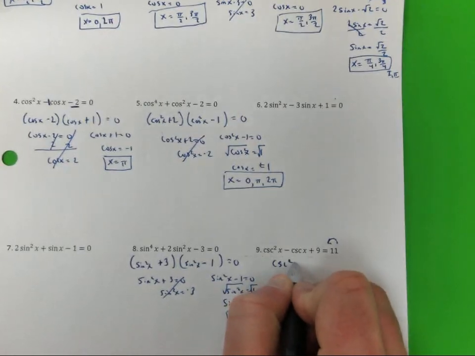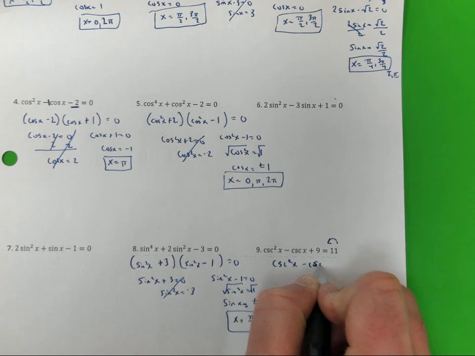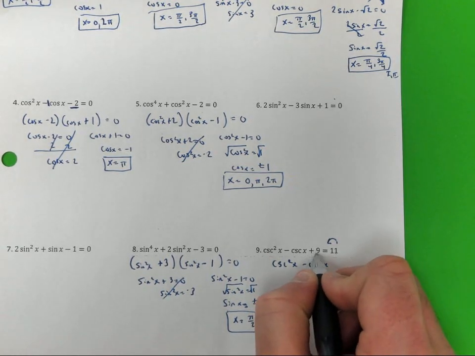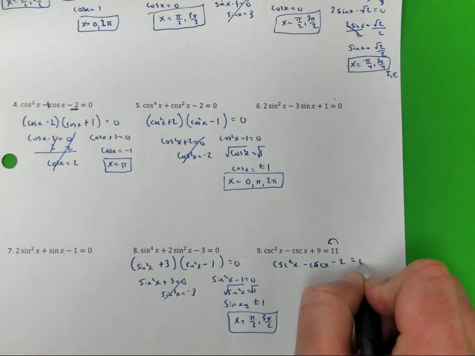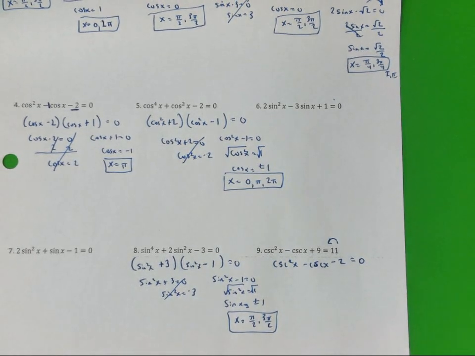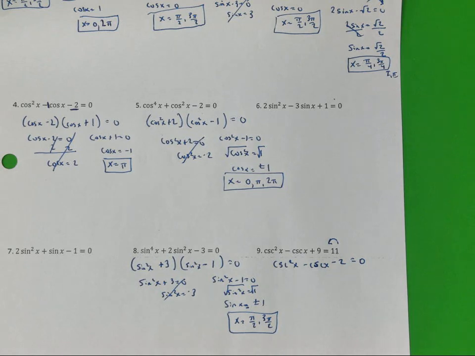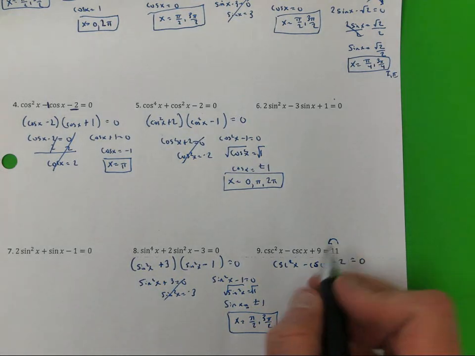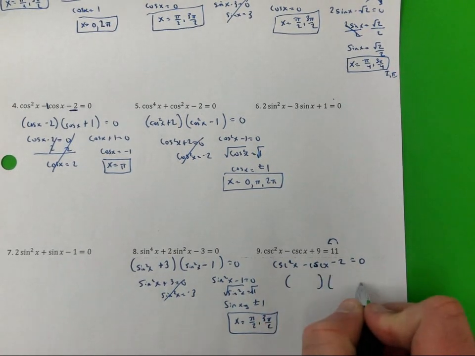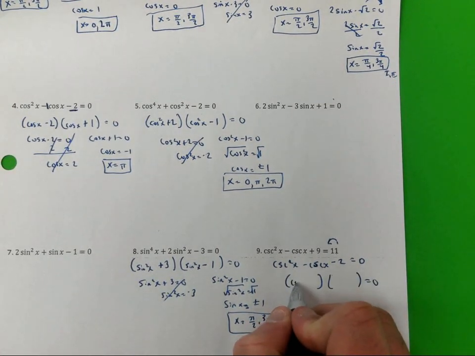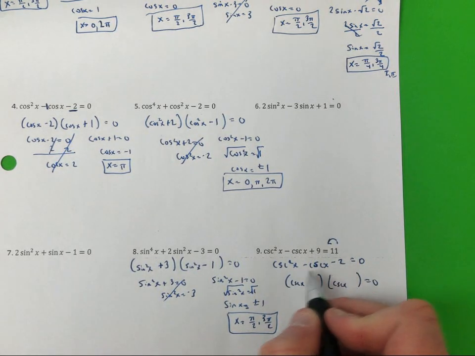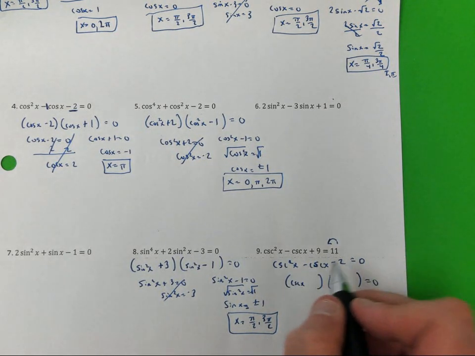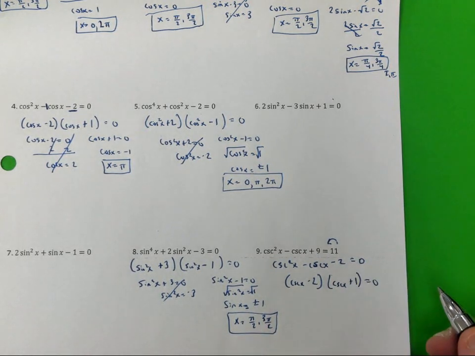So it's cosecant squared x minus cosecant x. That 11 comes over as negative, so it's going to be minus 2 equals 0. I know we don't like working with cosecant. We're going to change that to sine in a little bit. Let's just go on and factor it. So we're going to put 2 parentheses down: cosecant x, cosecant x. It's going to multiply to give you negative 2, add to give you negative 1. That's negative 2 and a positive 1.